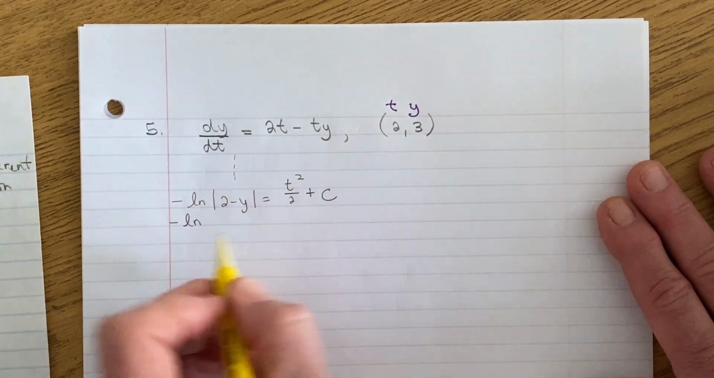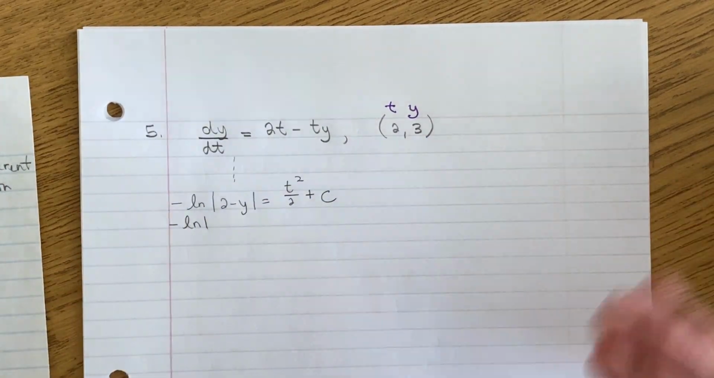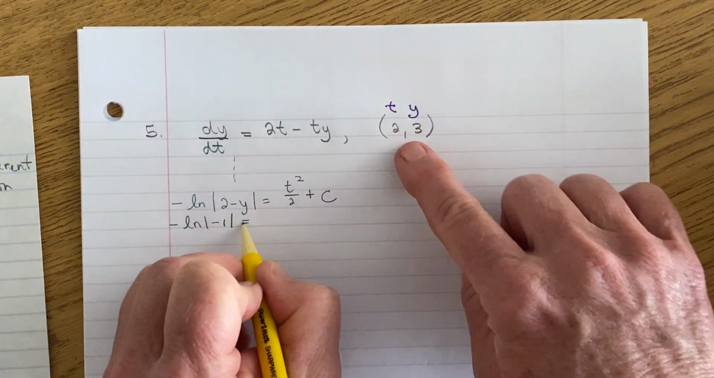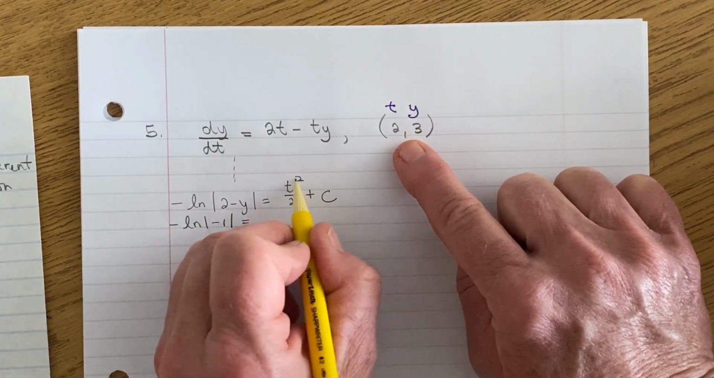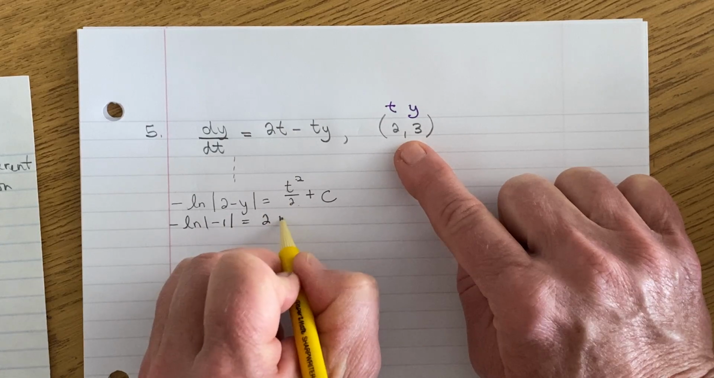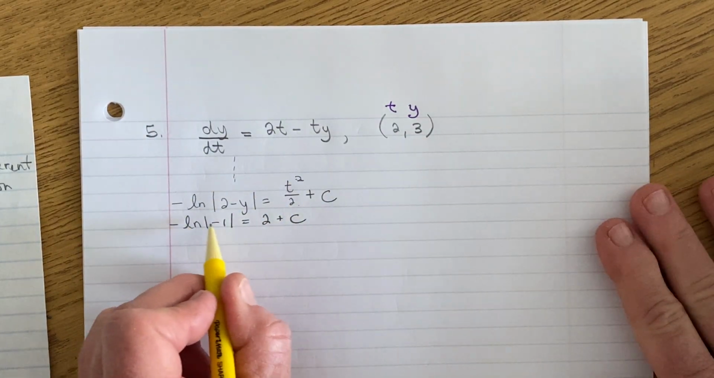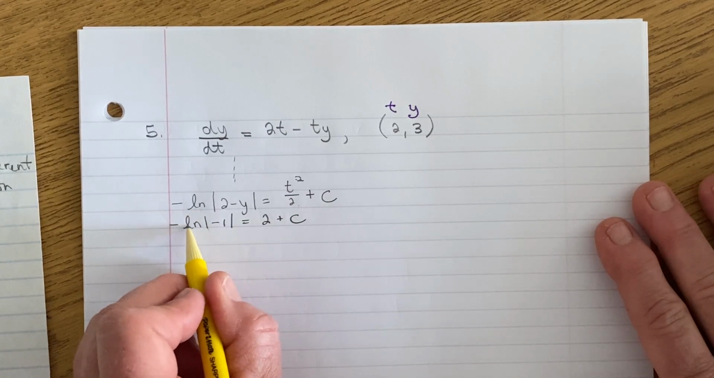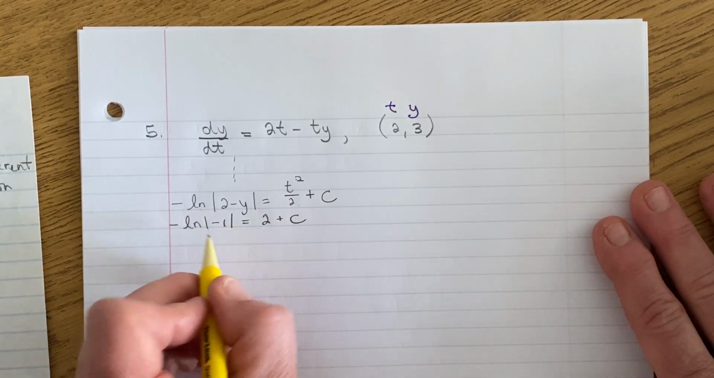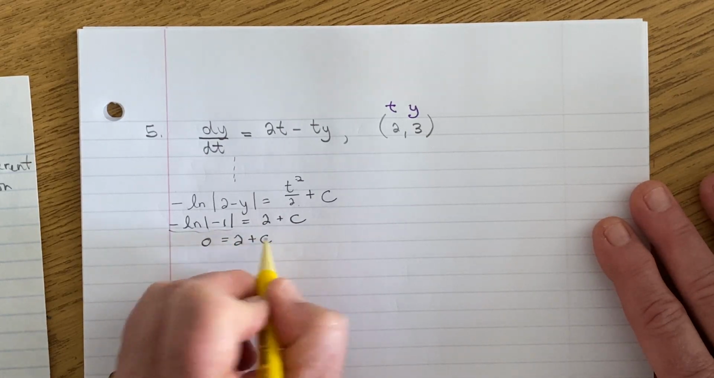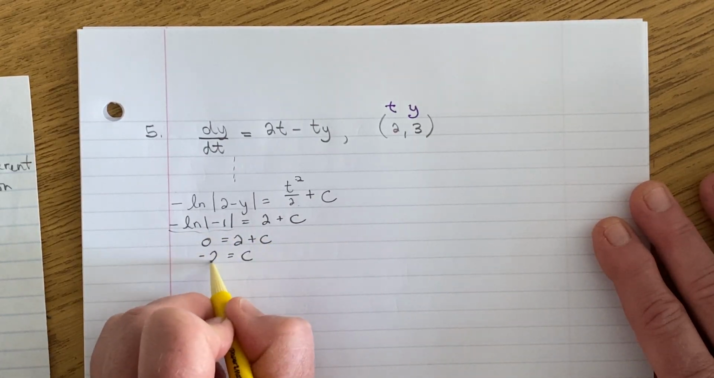So 2 minus 3, so that's going to be -1. And t is 2, so 2 squared is 4. 4 divided by 2 is 2. 2 plus c. Coming over here, natural log of absolute value of -1 is the natural log of 1, which is 0. So this whole side reduces to 0. So in this case, c is actually equal to -2.